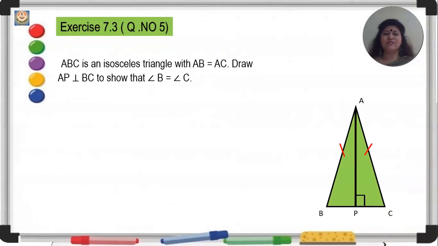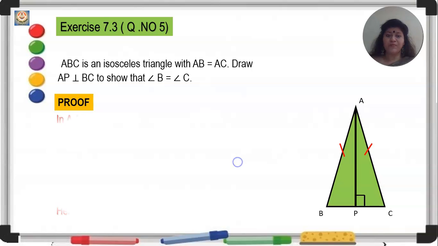Now this is question number 5 from exercise 7.3. It is given that ABC is an isosceles triangle and AB is congruent to AC. The indication is put here with a red marking. Draw AP perpendicular to BC. So I have drawn AP perpendicular to BC. Here I've indicated it is a right angle, and you have to show angle B is congruent to angle C. So this is also fairly simple. You will take the two triangles, that is triangle APB and triangle APC. Now, how do you prove them congruent?